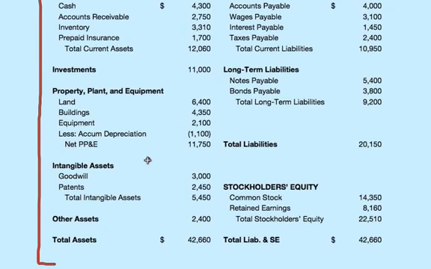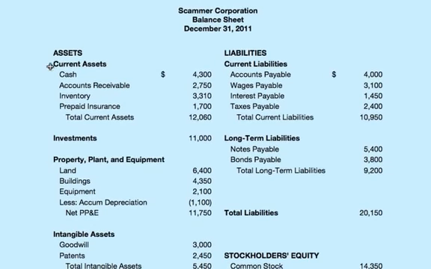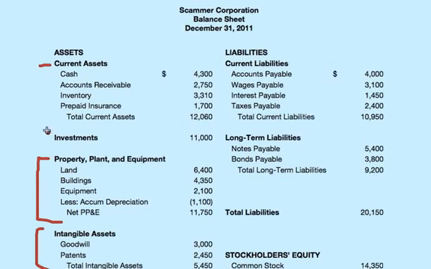Now, another thing to understand, let's start with the assets. The assets are divided up into two sections. You have current assets, which are right here, and then you have long-term assets or fixed assets, which are usually right here, and right here as well. Anything that's not a current asset is a long-term asset. Current assets are resources that are going to be used up within a year. So cash, accounts receivable, inventory, prepaid insurance, those are all assumed to be used up within a year.